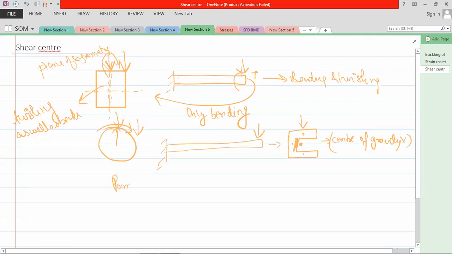So there is a point of the body, it can be imaginary, or in the body. It can be outside the body or in the body. Imaginary means outside the body.